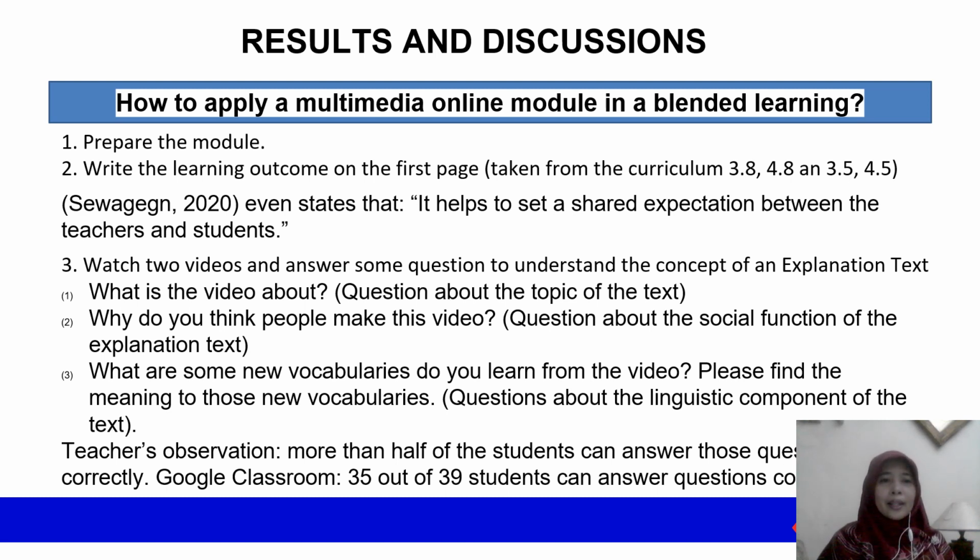And the next thing is writing the learning outcome. This should be on the first page. The learning outcome is supposed to be taken from the curriculum. And in my study, I use 3.8, 4.8, 3.5, and also 4.5 basic competence in the curriculum.